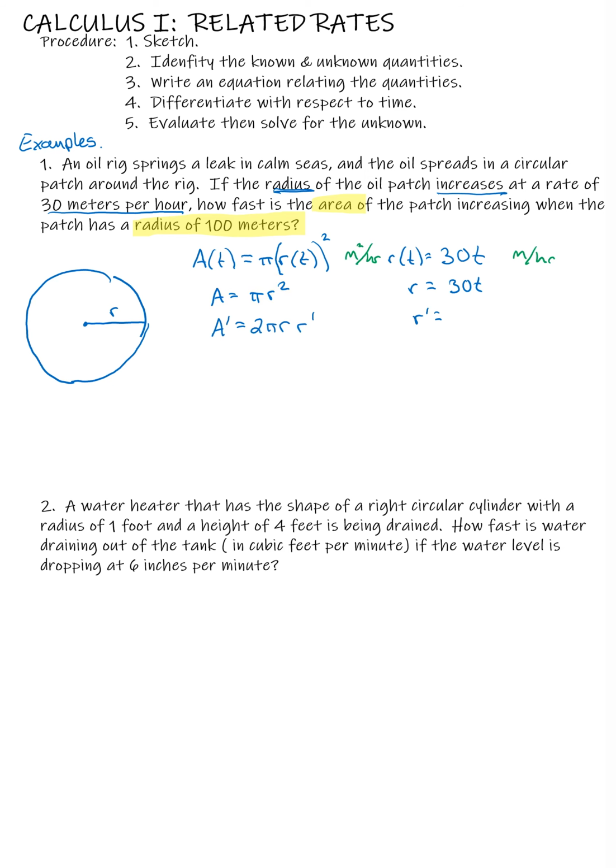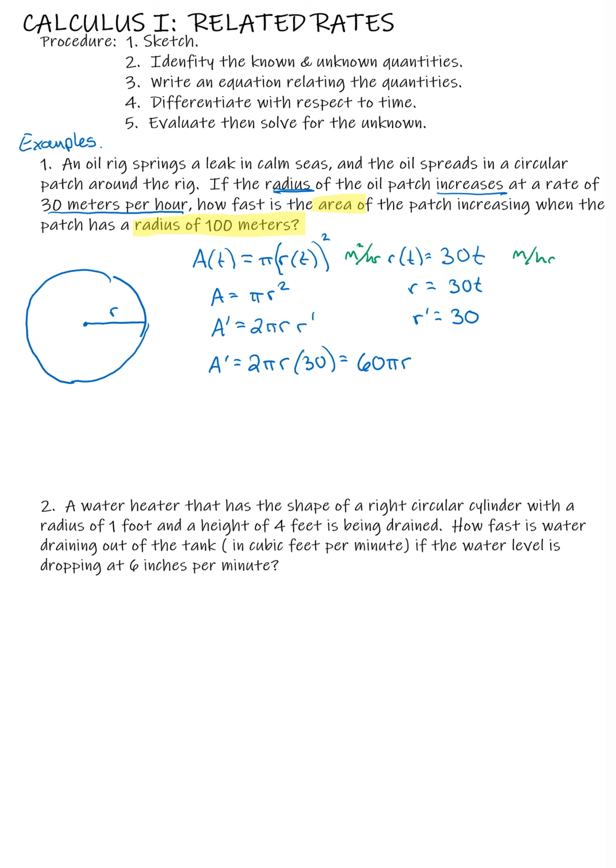Looking at this, it seems that I'm also going to need to know what r prime is. Well, if r is 30t, then r prime is simply 30. Remember, we're differentiating with respect to time, so I do not need to write t prime. t prime is just 1. That takes us back here and allows us to write A prime as 2 pi r times 30, which of course gives us 60 pi r.